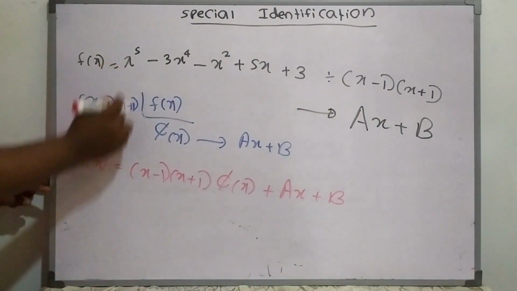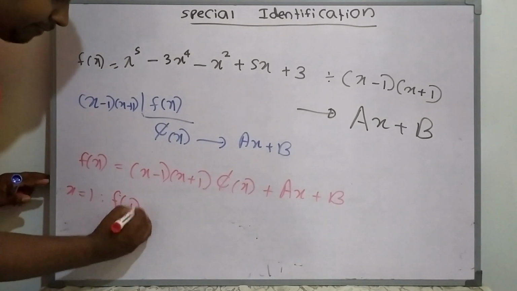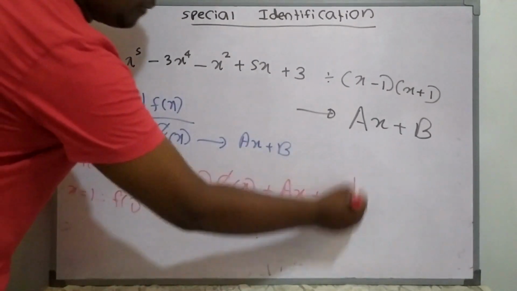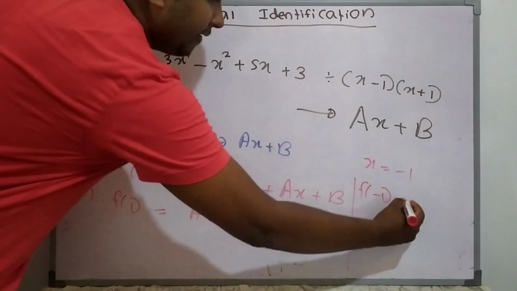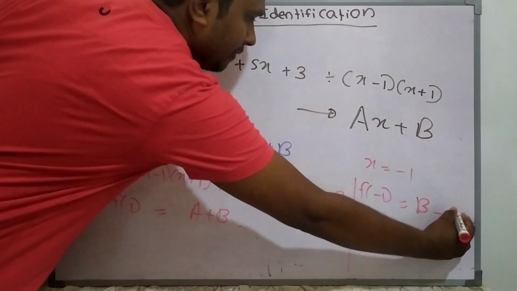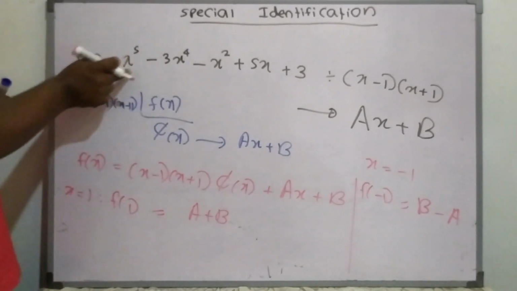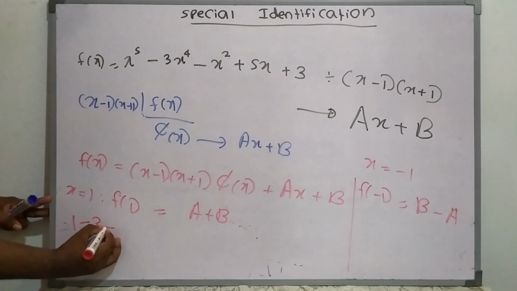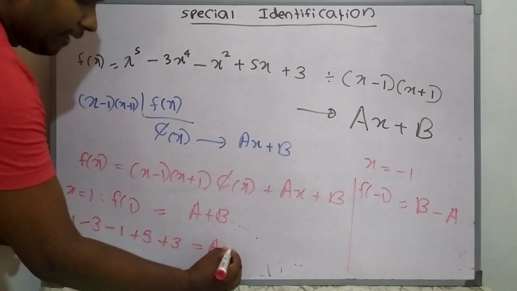Here I'm putting x equal to 1. When x equals 1, this whole thing becomes f(1) equals a plus b. When you put x equal to minus 1, f(minus 1) will be 0 plus b minus a. f(1) I have to substitute here, so it's 1 minus 3 minus 1 plus 5 plus 3, equals a plus b.